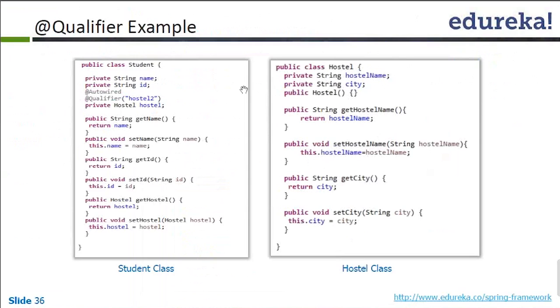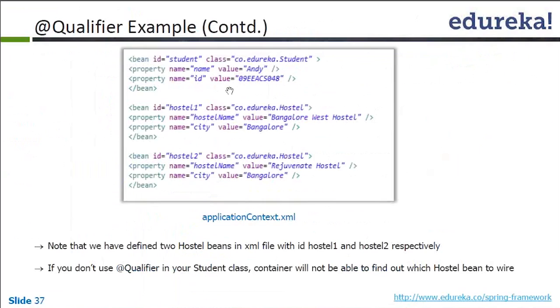Hostel name, city, name, ID. And now I am writing the @Autowired annotation at the property level itself. And I am adding the qualifier as hostel2. Why? Because if you see here, I have two hostel beans, one is hostel1 and the other is hostel2.